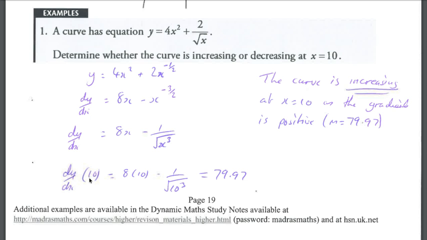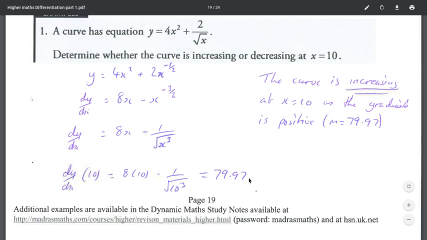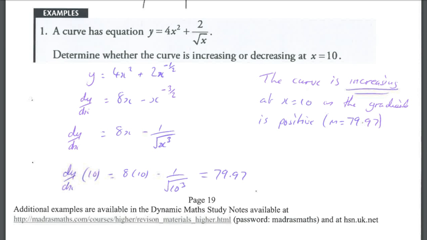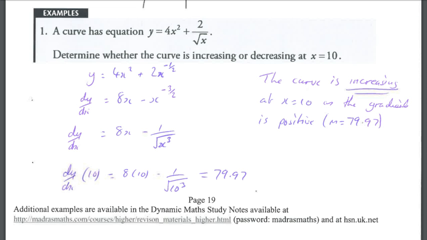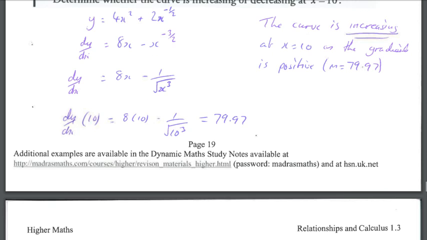So dy/dx, the gradient when x equals 10, will be just substituting in 10. Now the square root of 10 cubed is not an exact value that we're meant to be aware of, so I'm just going to evaluate that in a calculator. It turns out to be 79.97. So when x is 10, the gradient is positive because the gradient is 79.97. So the curve is increasing. We're asked if the curve is increasing or decreasing, so we've said the curve is increasing at x equals 10 as the gradient is positive.